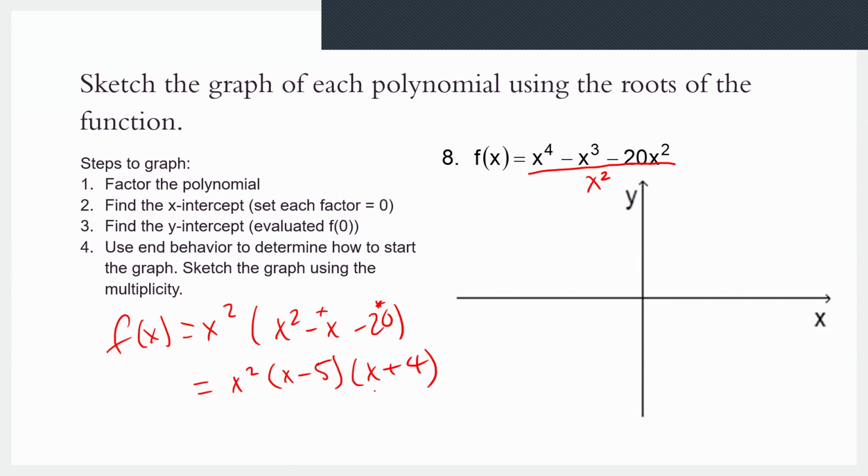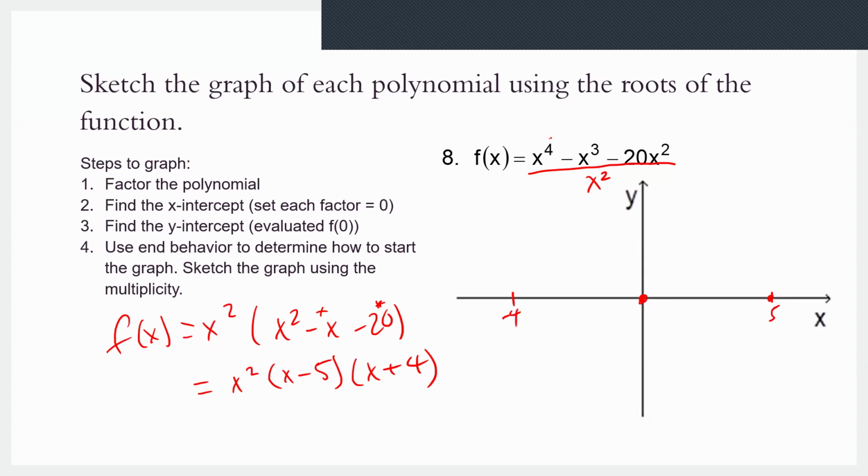Okay, so because I have those, now I have my intercepts. The x squared tells me I have an intercept at 0, and it has a multiplicity of 2. So keeping that in mind, what should be happening at 0? I'm going to sit at that point. Next, you have x minus 5, which tells you your x-intercept is at 5. And then your last one's going to be at negative 4.